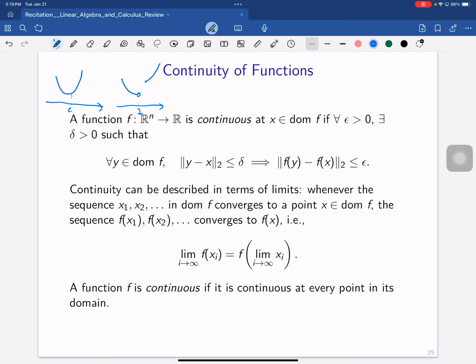say, for any sequence that converges to x equals 2, the function value converges to a given value, right? So here, as you can see, when x approaches 2, it converges to a unique value, right? But for this function, when x goes to 2, you cannot see it converge to a given value, right? Because at this point, it has a jump here, right? Then for some point, people just use limit to define continuity of functions.